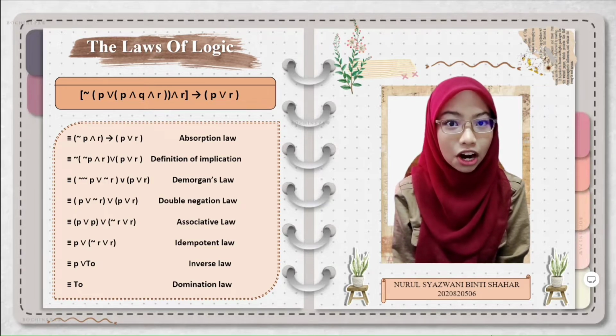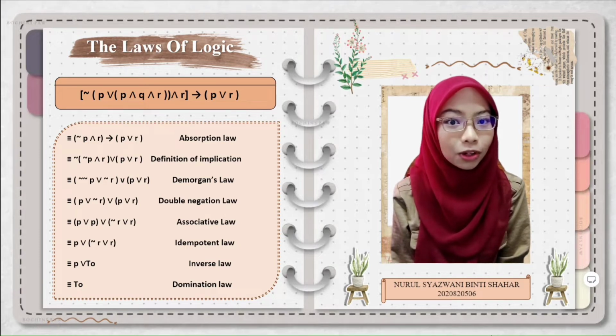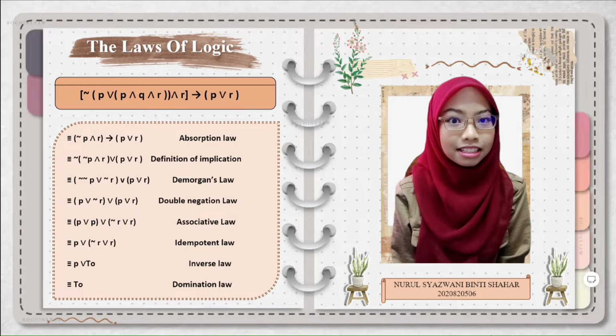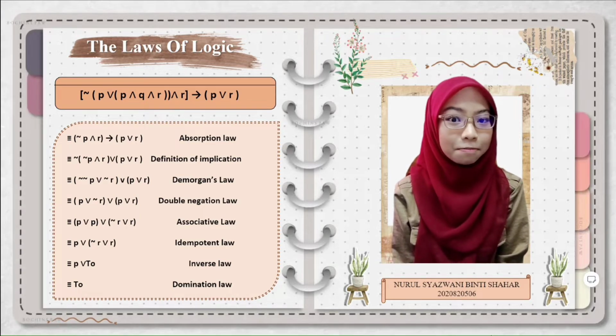Then, we change in the bracket negation R or R into contradiction using inverse law. And the last one is, we use domination law, which is P or contradiction into tautology. Since we got tautology there, the expression is logically implied.